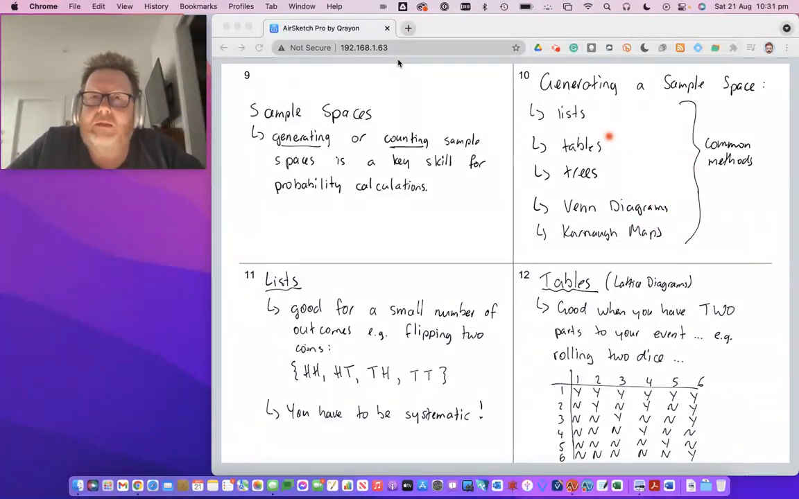So they're common methods, and in the subsequent videos I'll have a look at some of the more tricky ones, trees, Venn diagrams, and Carnot maps. And I'll just finish by talking about the two pretty straightforward ones.